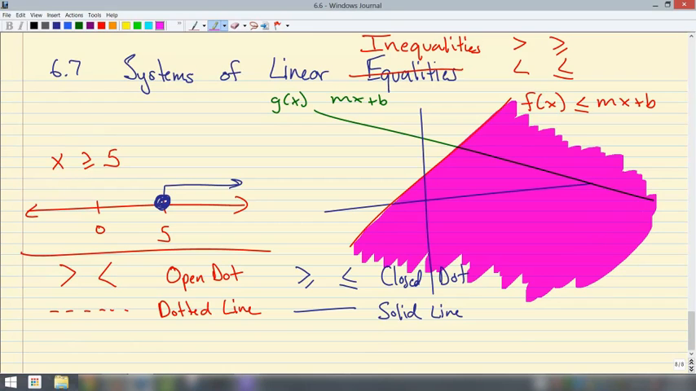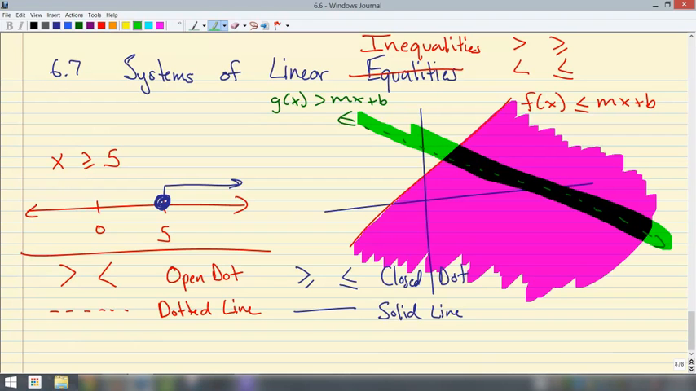Then you would do the same thing with g of x. If we had g of x is greater than, then the first thing we have to do is change our line to a dotted line. That represents an open dot. So now we have a dotted line. And greater than means we need to shade above that line. So we're going to shade above g of x.